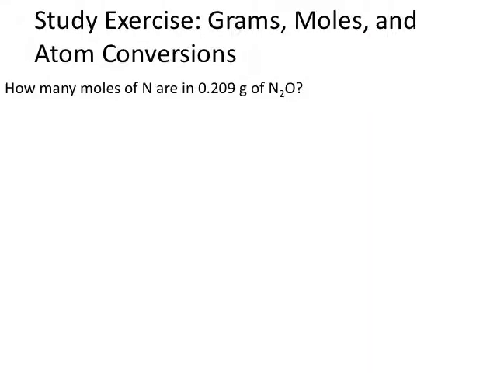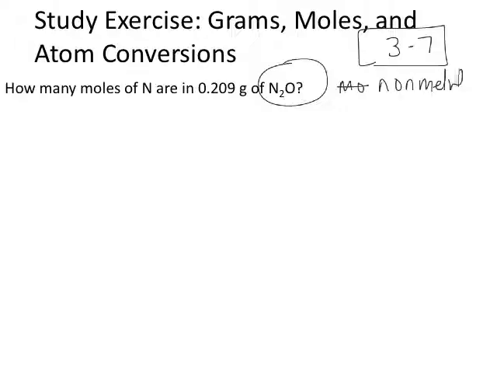The next problem is 3.7. The question is, how many moles of nitrogen are in 0.209 grams of nitrogen? Now notice nitrogen and oxygen are both nonmetals on the periodic table. So how would you call this? That would be a molecular compound.